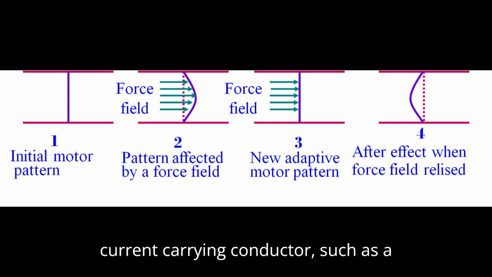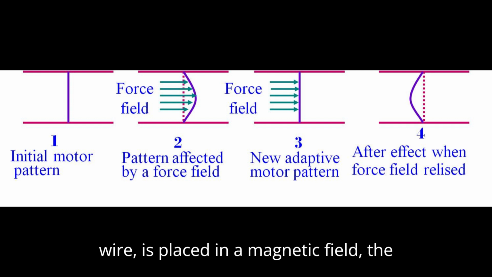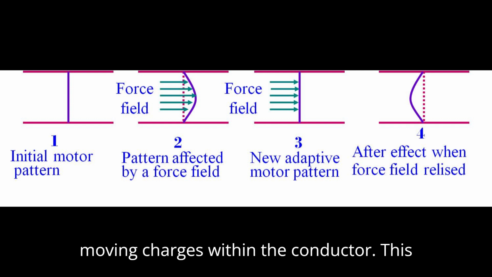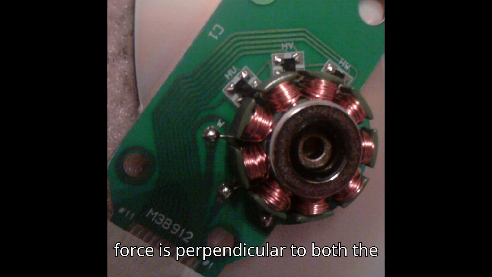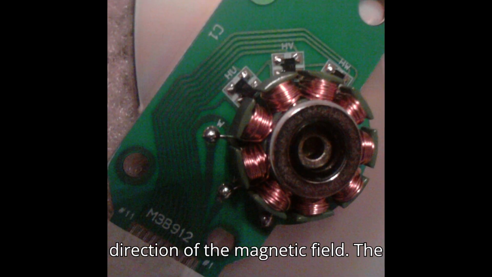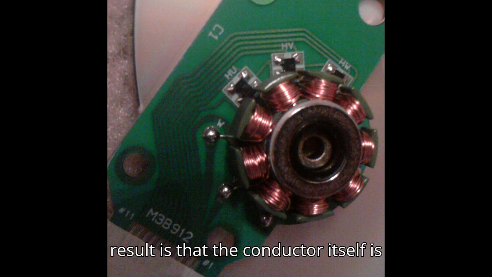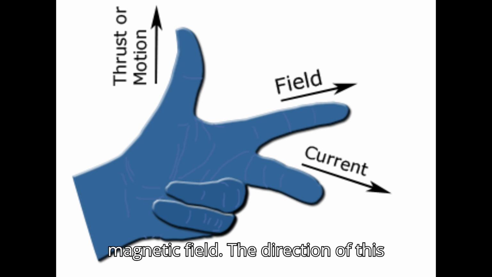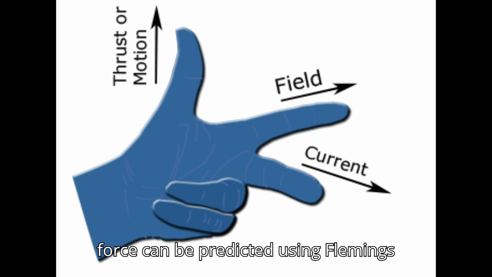When a current-carrying conductor, such as a wire, is placed in a magnetic field, the magnetic field exerts a force on the moving charges within the conductor. This force is perpendicular to both the direction of the current and the direction of the magnetic field. The result is that the conductor itself is pushed in a direction that is perpendicular to both the current and the magnetic field. The direction of this force can be predicted using Fleming's left-hand rule.